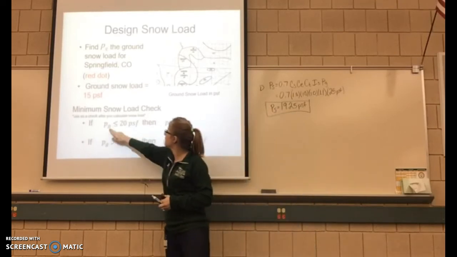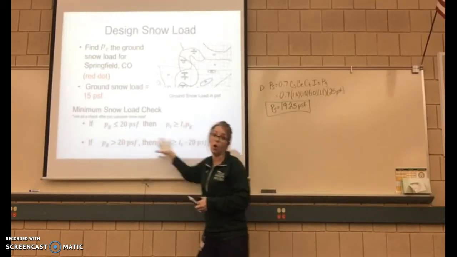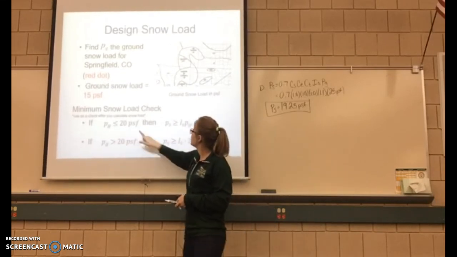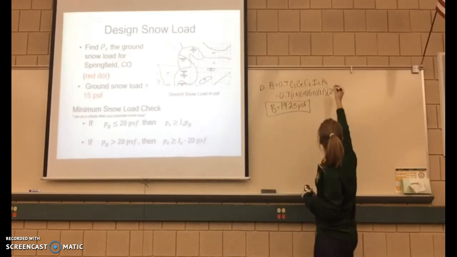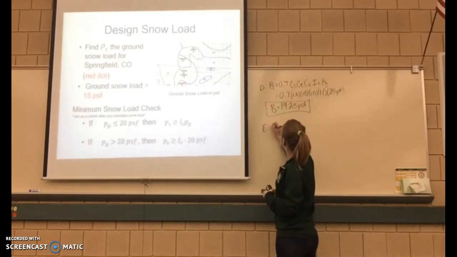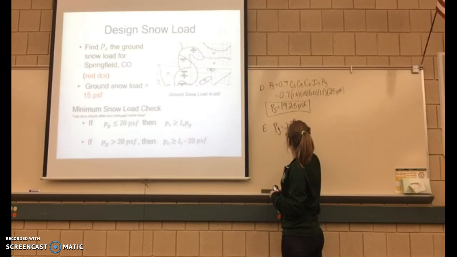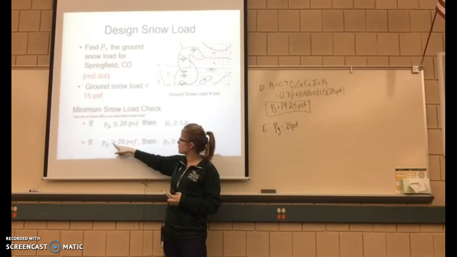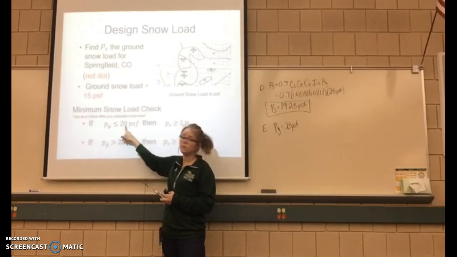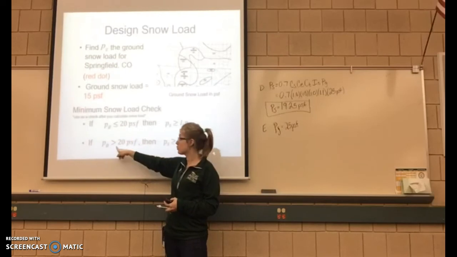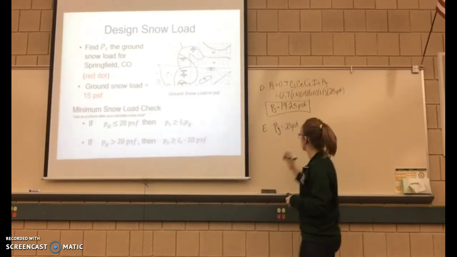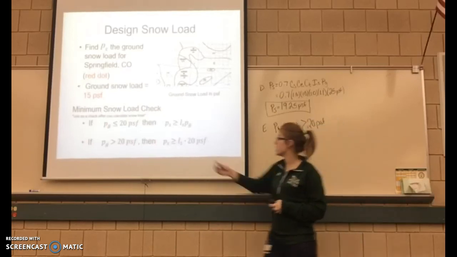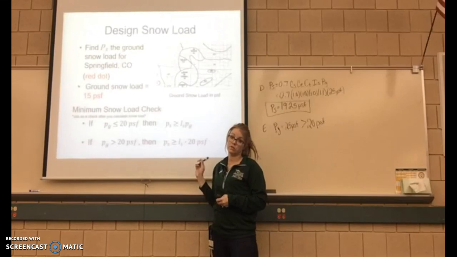So first we start with our PG. You're going to want to write down all of this. This is your design snow load PowerPoint slide. So PG, let's figure out what our PG is. We said our PG is 25. So step E. PG equals 25 pounds per square foot. Is 25 greater than 20, or less than or equal to 20? It is greater than 20, so we're going to use that equation. Since it's greater than 20 pounds per square foot, we will use this equation to check.